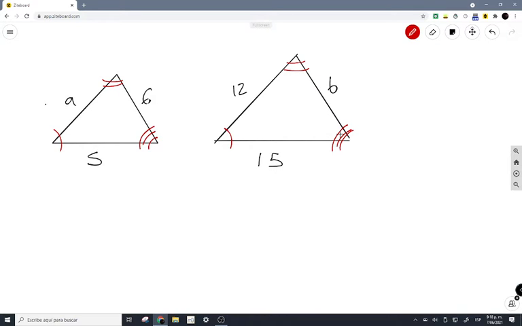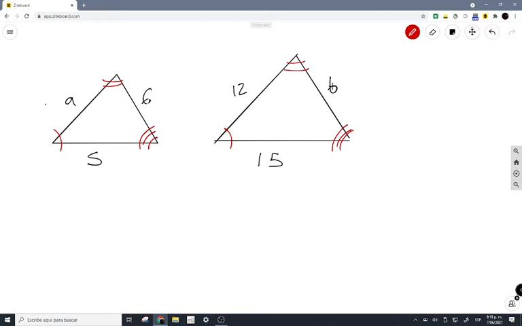Now, when we have similar figures, not only triangles, but in general any pair of figures that is similar, we can also say that the division of corresponding sides has to be always the same. For example, if we divide this by this, the result should be the same as this one divided by this one, and then this one divided by this one, because we are always dividing corresponding sides.